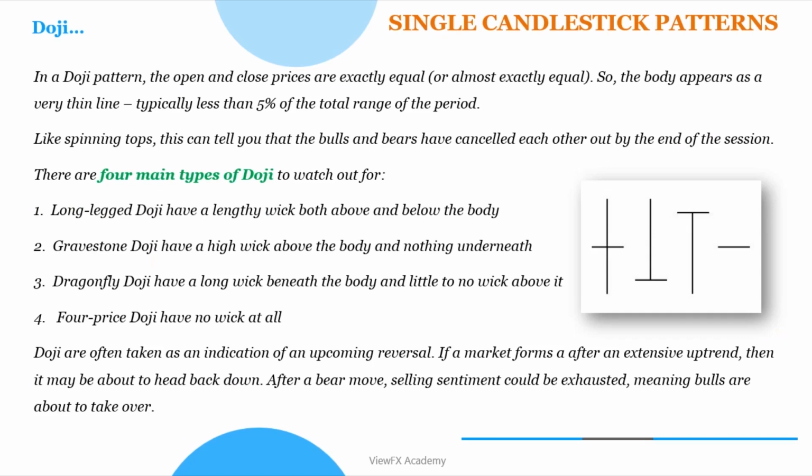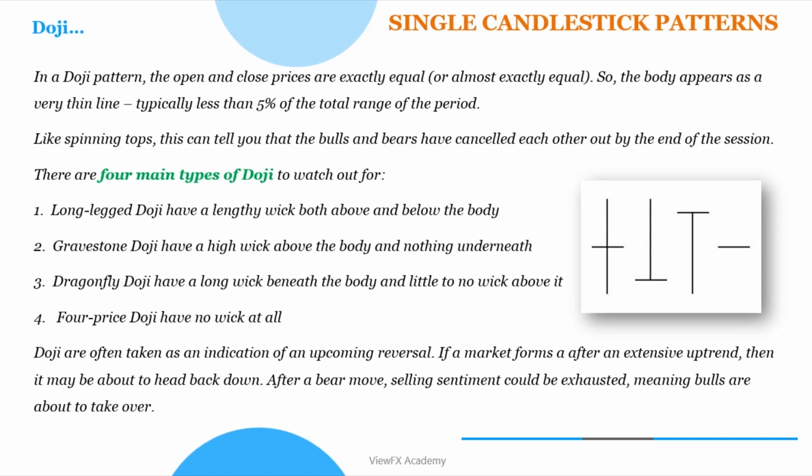Like spinning tops, this can tell you that the bulls and bears have cancelled each other out by the end of the session. There are four main types of doji to watch out for. Long-legged doji have a lengthy wick both above and below the body. Gravestone doji have a high wick above the body and nothing underneath. Dragonfly doji have a long wick beneath the body and little to no wick above it. Four-price doji have no wick at all.